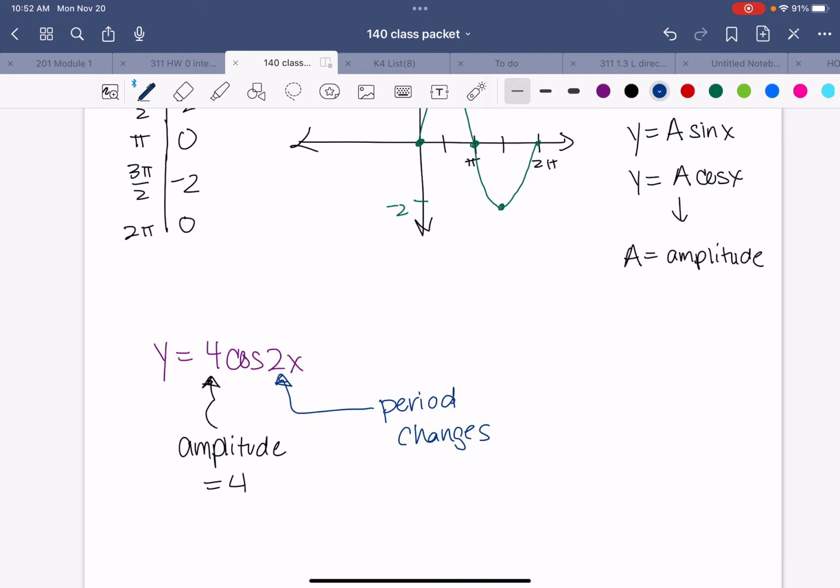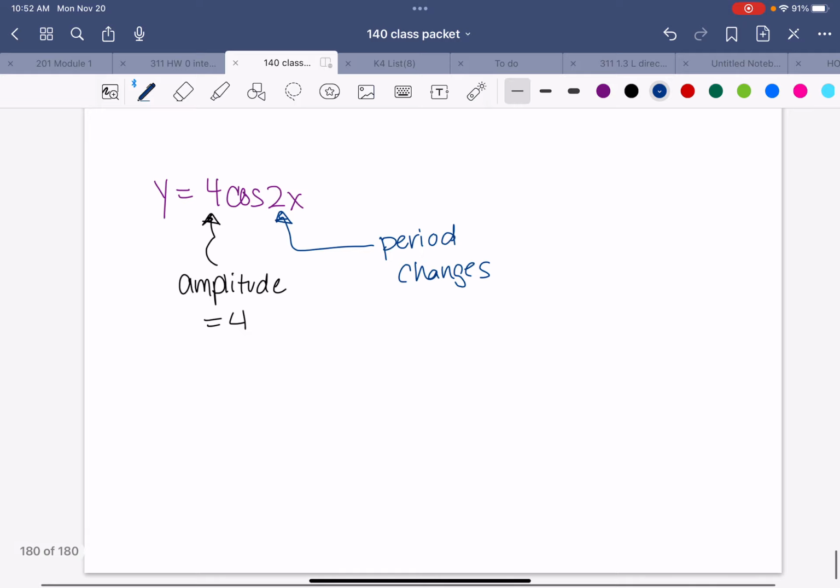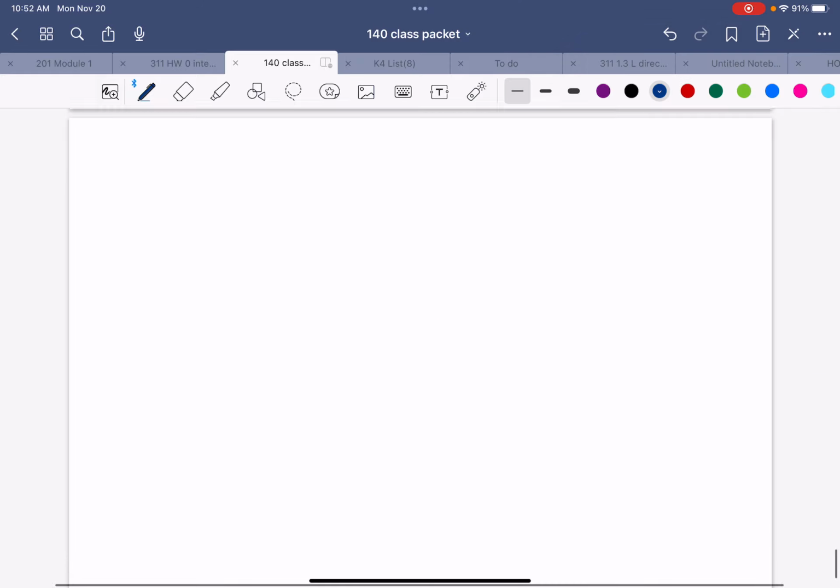Those are the ones that I really want you to know really, really well. Okay, the other 4 we're going to run through so that you can see them, but I'm not super concerned about you knowing them for sure. Okay, so let's go to tangent.